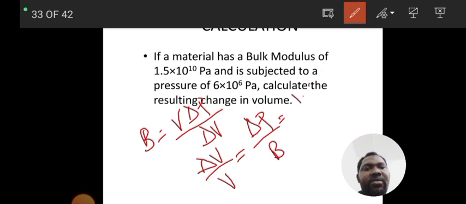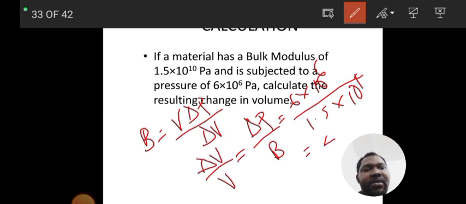Our pressure is 6 times 10 raised to the power 6, divided by the bulk modulus, 1.5 times 10 raised to the power 10. That will give us 4 times 10 raised to the power minus 4, which is the answer to the question. So the fractional change in volume is 4 times 10 raised to the power of negative 4.